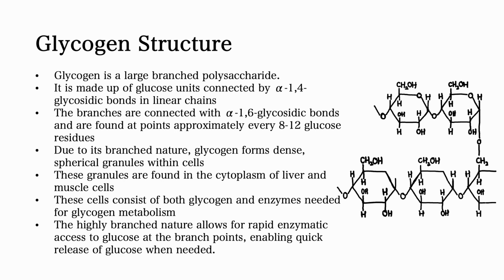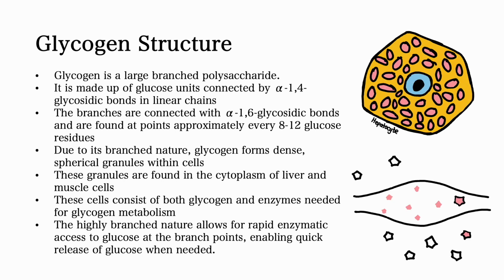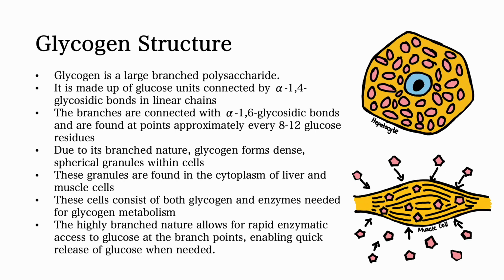Due to its branched nature, glycogen forms dense spherical granules within cells. These granules are found in the cytoplasm of liver and muscle cells. These granules consist of both glycogen and enzymes needed for glycogen metabolism. The highly branched nature also allows for rapid enzymatic access to glucose at the branch points. This enables quick release of glucose when needed.